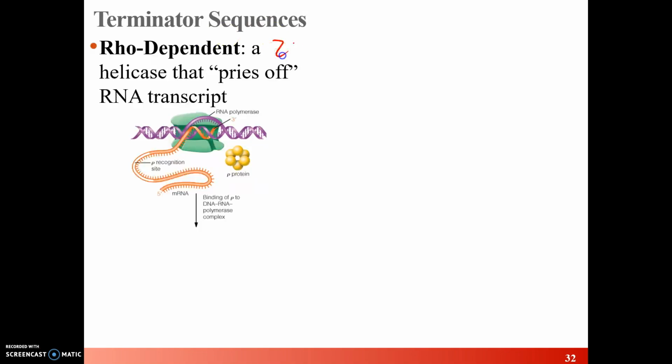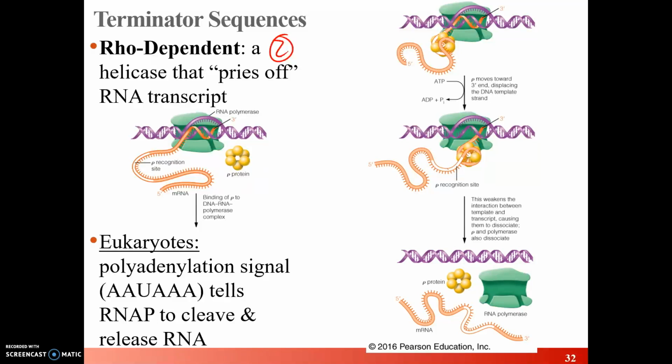The second option of terminator, and I've got about 30 seconds, is the rho dependent. Rho is this yellow sphere protein. Basically, if the hairpins aren't strong enough to come off, then rho will come in. There's going to be some kind of recognition site on the messenger RNA, here and here, you can see it, and tell the whole thing to fall apart. In eukaryotes, this is not the poly A tail. There's another signal that is involved for the termination. And I think I am out of time.